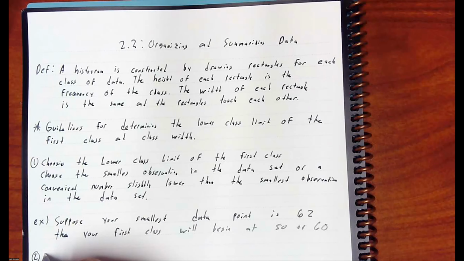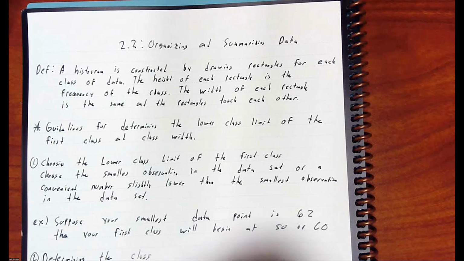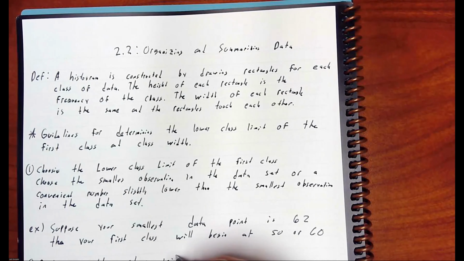Number two, determining the class width. If you're given a histogram, you can see the class width by looking at the graph. It'll be just the width, literally the thickness of every rectangle. Determining the class width. If you don't have that, you can calculate it with this formula in just a moment.